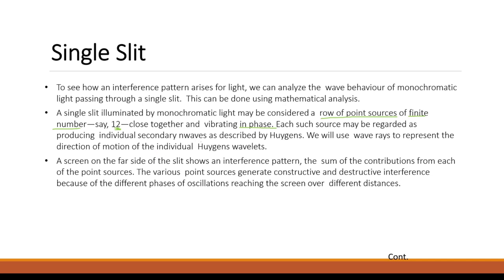And what does this sound like? Do you remember the secondary waves that we talked about with Huygens and how we would make a new wavefront? So we'll use these wave rays to represent the direction of motion of the individual Huygens wavelets. A screen on the far side of the slit shows an interference pattern, which is the sum of the contributions from each of the point sources. And these various point sources generate both constructive and destructive interference because of the different phases of oscillations reaching the screen over different distances.